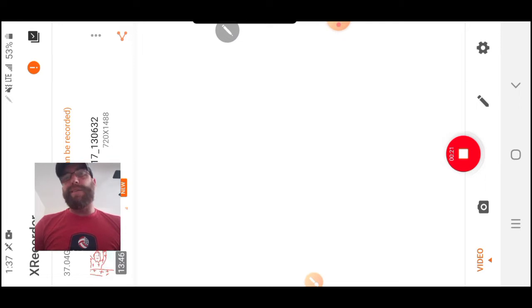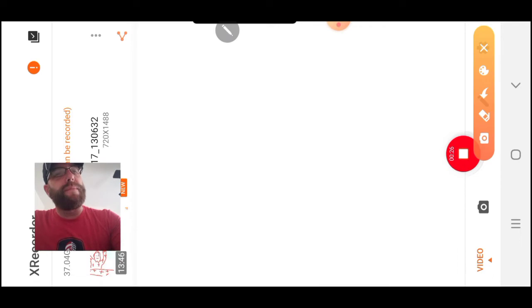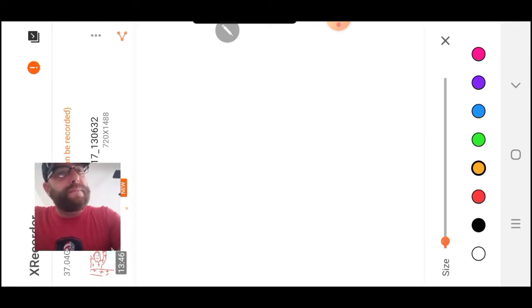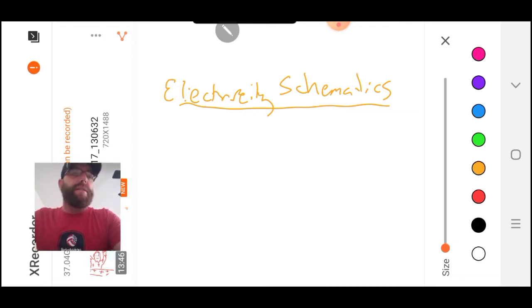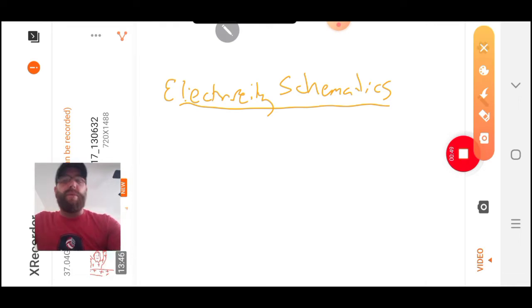But the first thing we need to do is look at some schematics. Electricity schematics. Now, I'm going to give you a list of symbols, and I think most of this will make sense to you guys pretty fast. Most of them are sensible. But I want you to be able to identify them on schematics. So let's start with that.